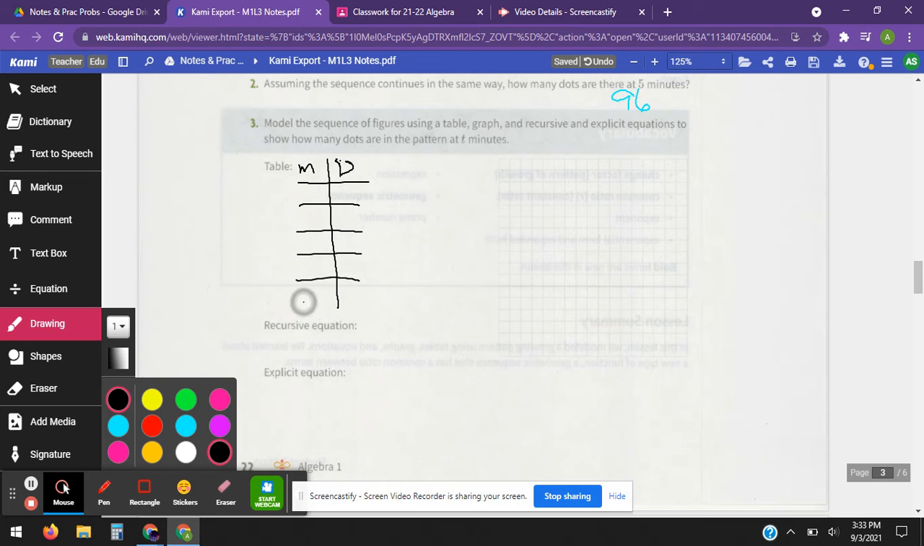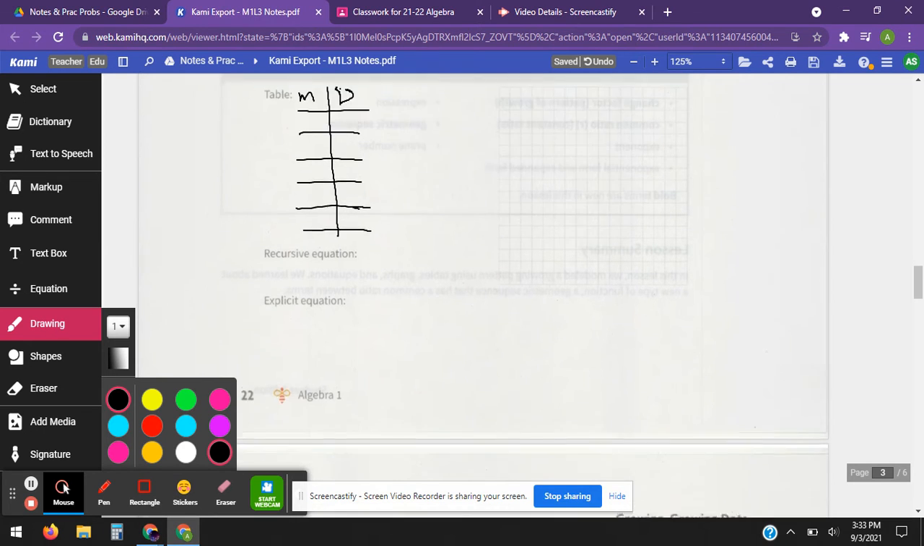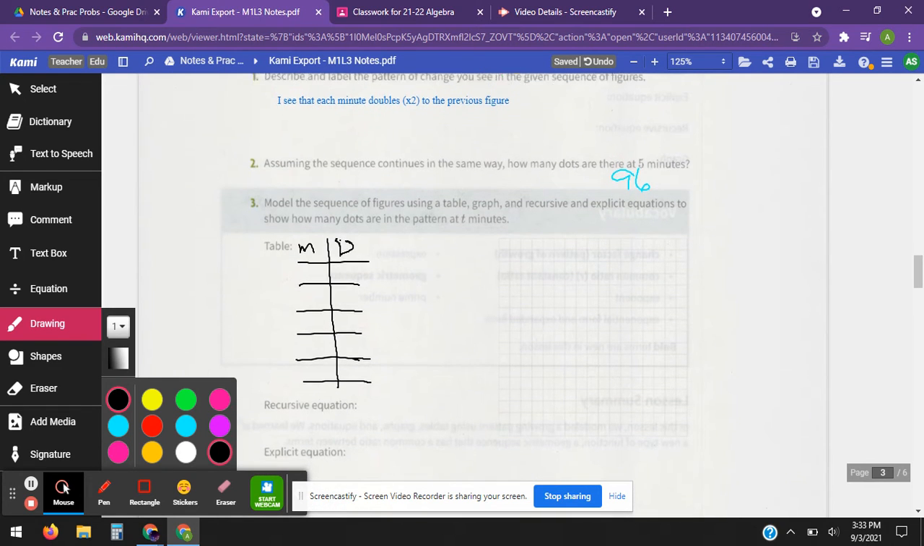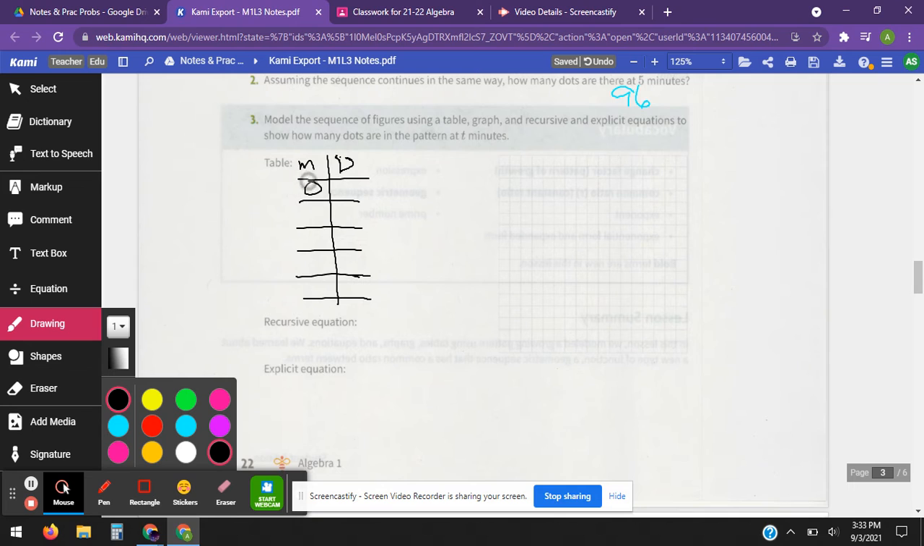2, 3, 4, 5. And when we start with 0 or 1? 0, we had 3. 1, we had 6. 2, we had 12. 3, we had 24. And 4, we had 48.